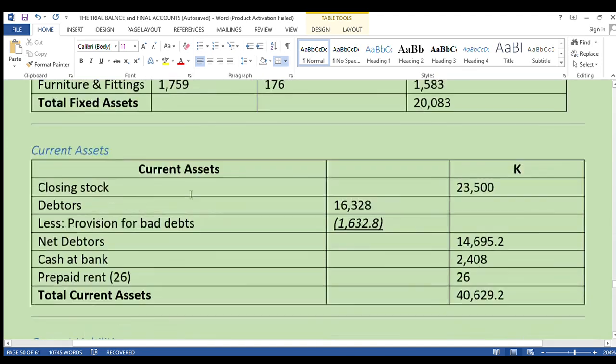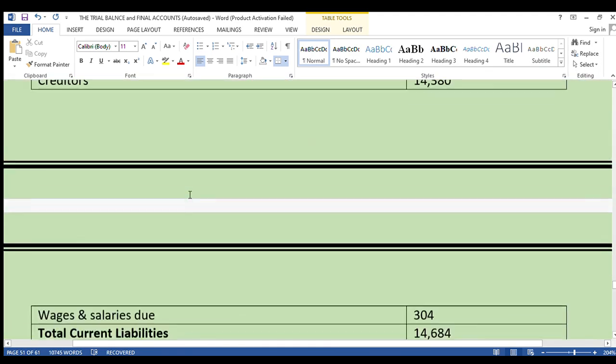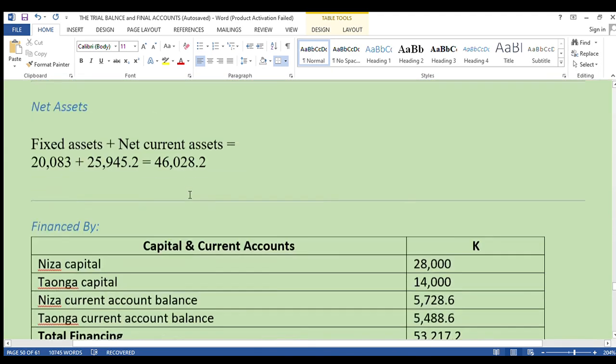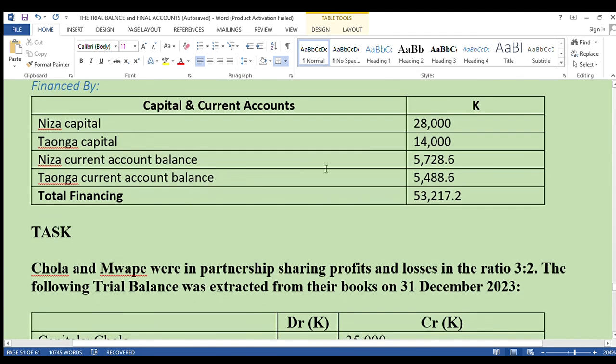So you indicate them in the balance sheet at this stage. NISA's current account balance, you indicate. Total current account balance, you indicate. So you add the total. If there are some long-term liabilities, you also have to include them. So you add the total, you get this figure.